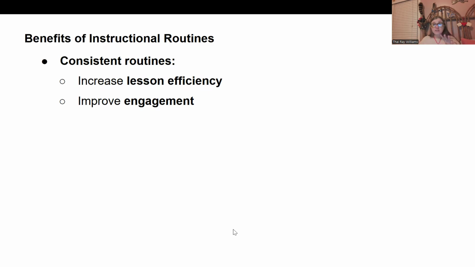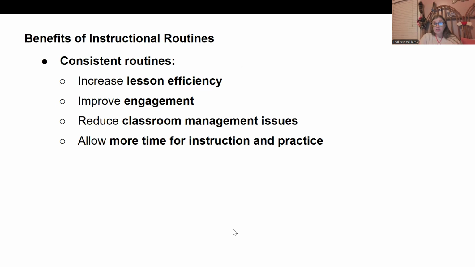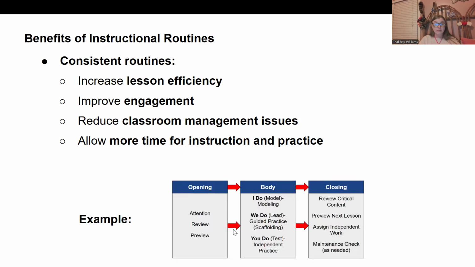When you have consistent routines and take the time to explicitly teach them, your lessons are more efficient. Learning is more efficient. Students are more engaged. If I know what you expect me to do, I'm going to be more engaged because I'm not sitting around waiting on you to tell me. You have fewer classroom management issues because students are engaged and know what to do. You have more time for instruction, more time for practice because you're not having to teach a routine every time.